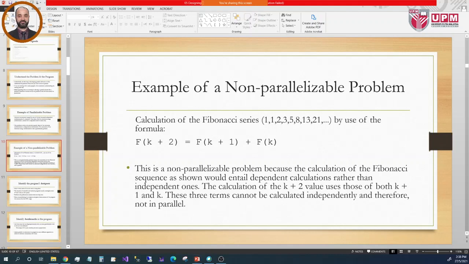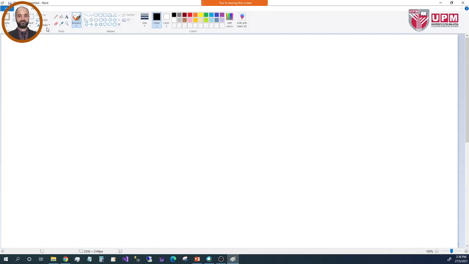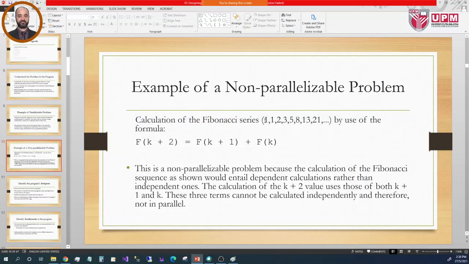Let me explain this. Do you know what the Fibonacci series is? Does anyone of you know what that is? I don't think so. Okay, the Fibonacci series is like this. It starts with 0, 1. So 0 and 1 are not calculated actually. Then after that: 0, 1, 1, 2, 3, 5, 8, 13, 21.